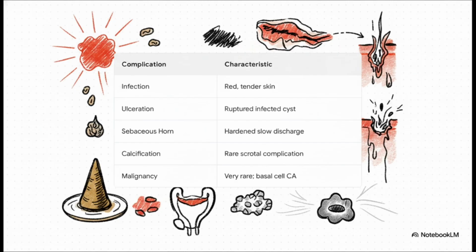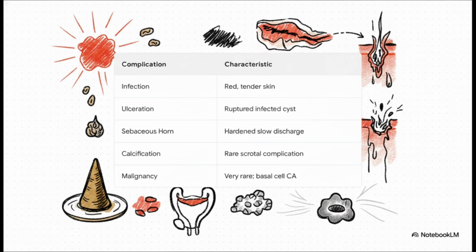You're definitely going to want to commit these complications to memory. By far the most common is infection. The skin gets red, hot, and incredibly tender. If that infected cyst bursts, it leads to ulceration. And listen closely to this one. An ulcerated cyst on the scalp can sprout all this excessive granulation tissue that heavily mimics a malignant fungating epithelioma. The old-school textbook name for that is Cox's peculiar tumor.